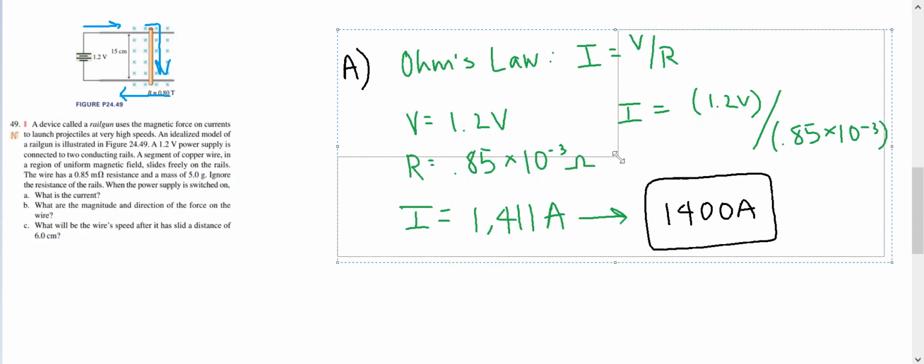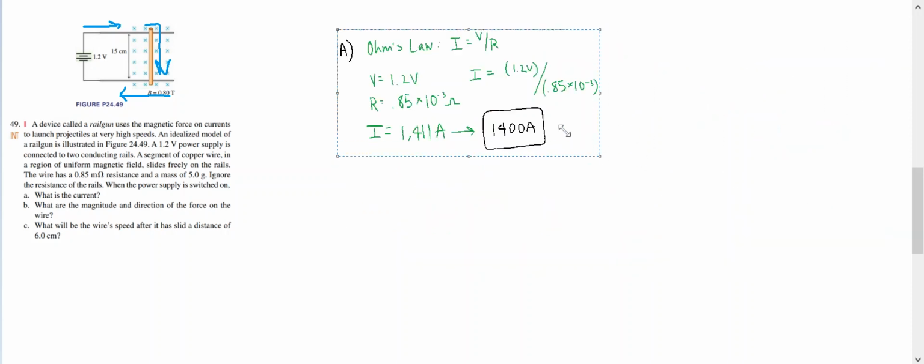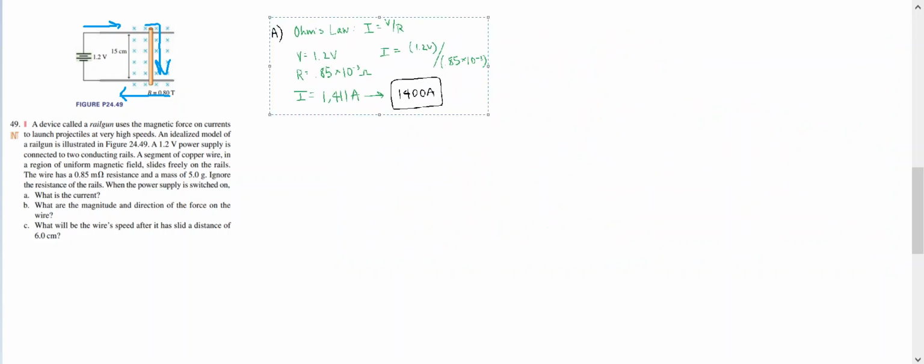Moving on to part B, it asks, what are the magnitude and direction of the force? Now remember the right-hand rule. The force is always coming out of your palm. So if we look at the diagram given, in the blue arrows, you see I'm tracing the way the current's flowing. Once it hits that wire, it's going down into the wire, because the problem asks for the force on the wire, not the circuit.